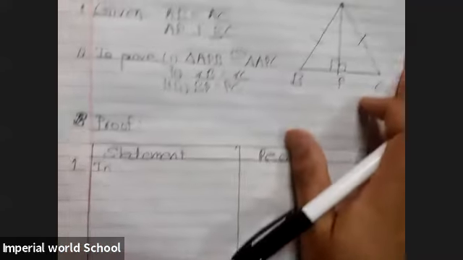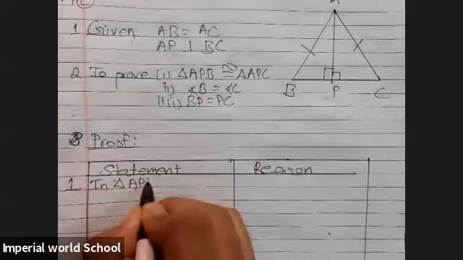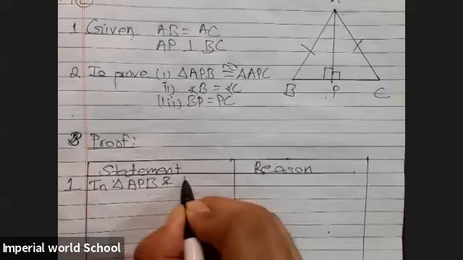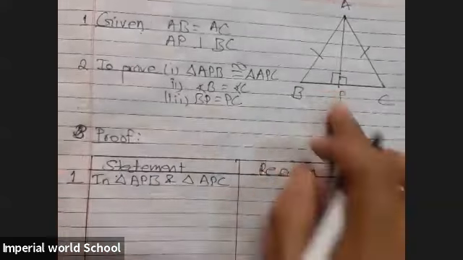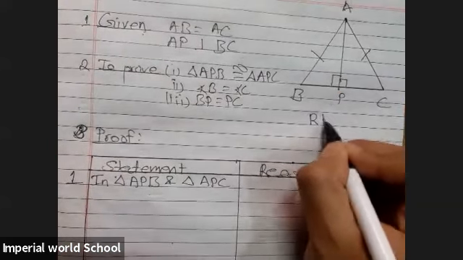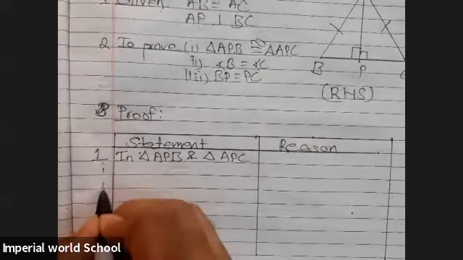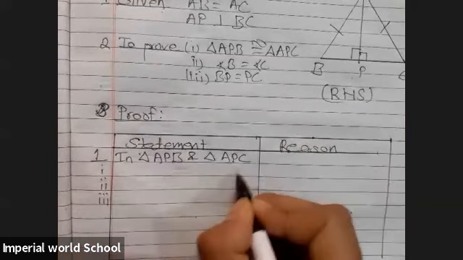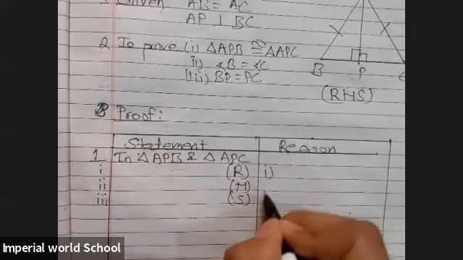So number 1, of course, we are going to mention the names of the triangles. Which two triangles are we going to deal with? Triangle APB and triangle APC. First we have to make a plan for which axiom we are going to use. You people have already told me, so we are going to use RHS. This is our plan. So the same RHS will be converted into points: this is R, this is H, and this is S. And for that we are going to write the reason.